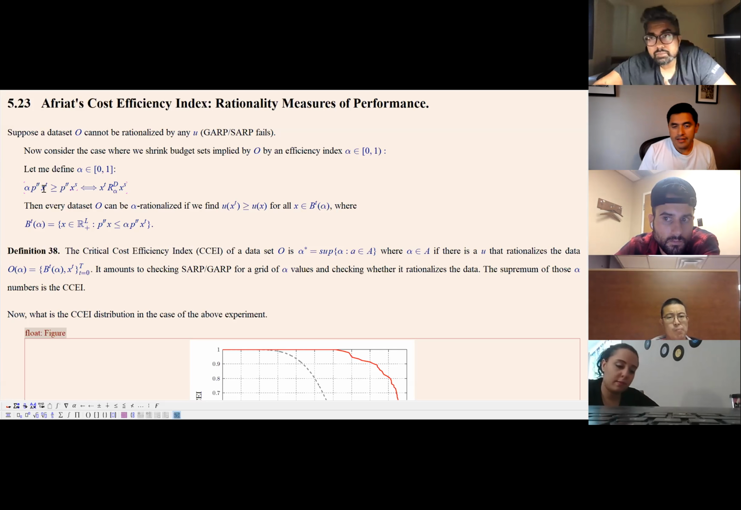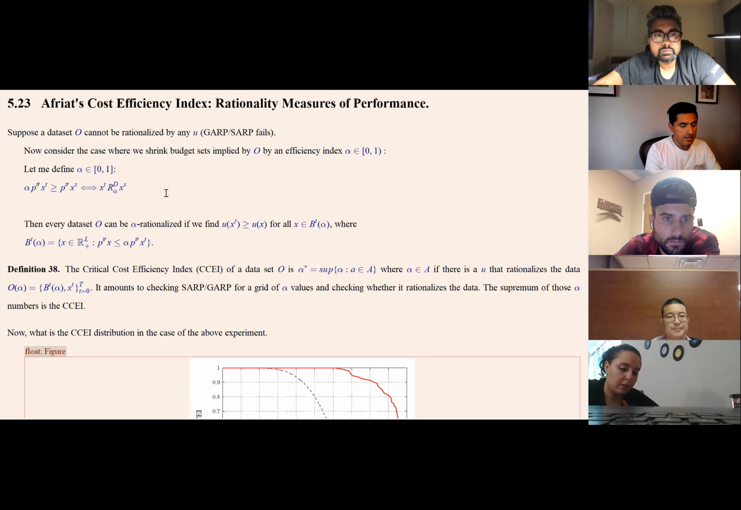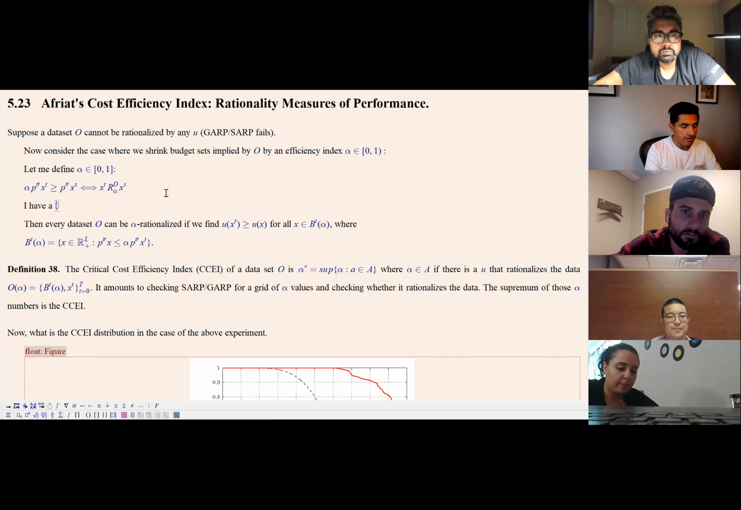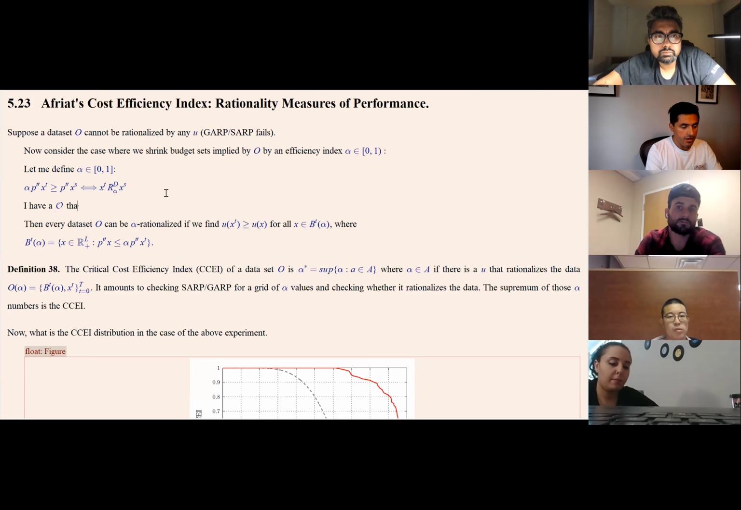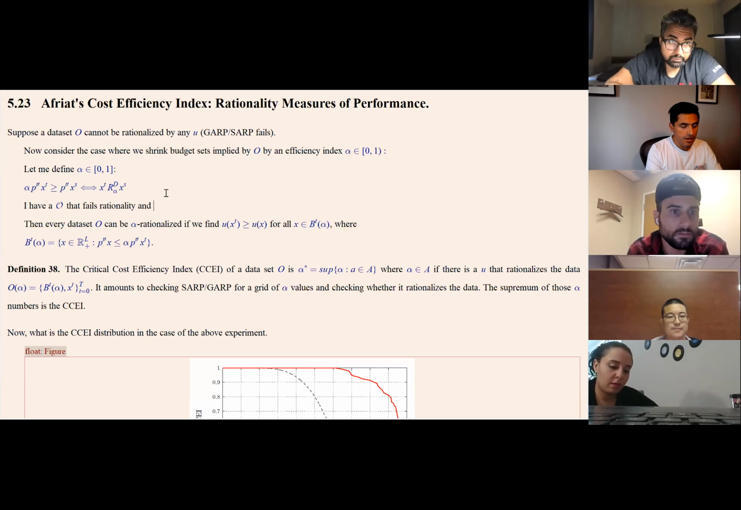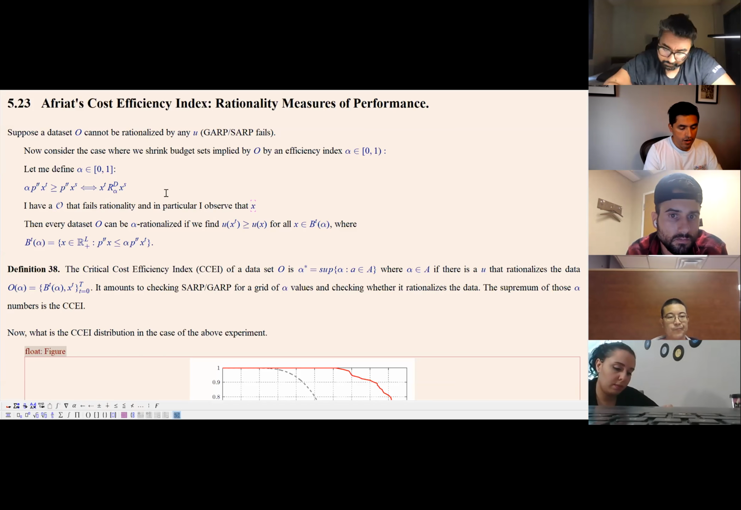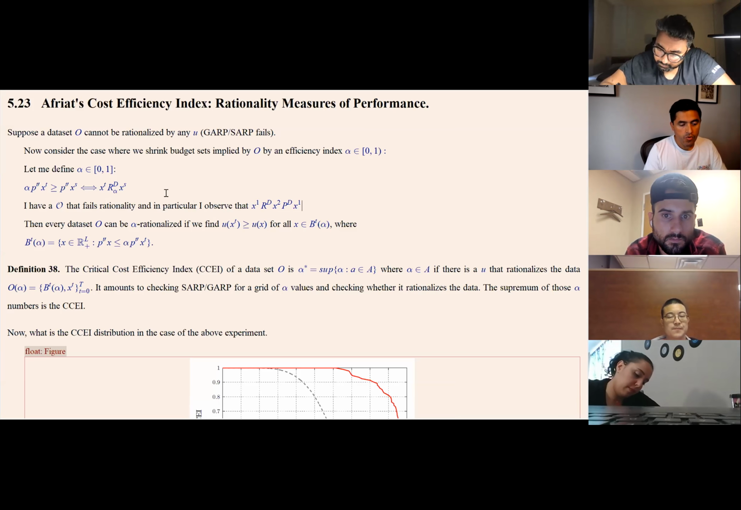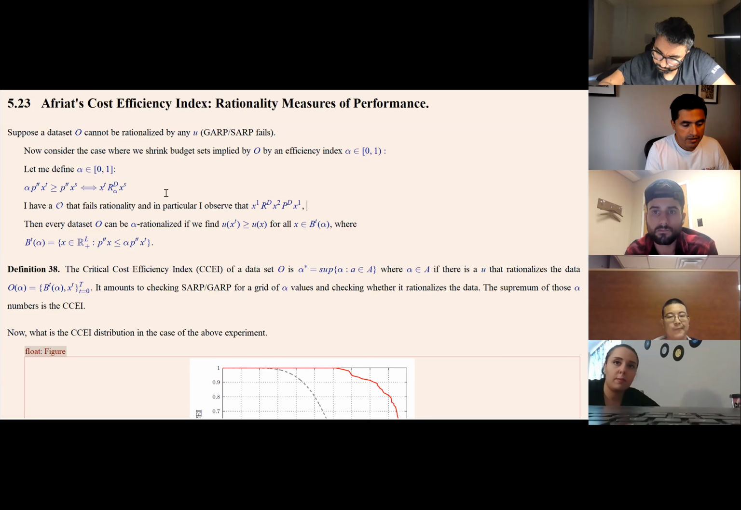Good. So what is the idea? Imagine right now, for instance, that I have a data set that fails rationality. In particular, I observe that x1 is revealed preferred directly to x2, and x2 is revealed preferred directly and strictly to x1. So this is a violation of WARP, right? Now, what do I do? Imagine then the rest of my data set is fine.